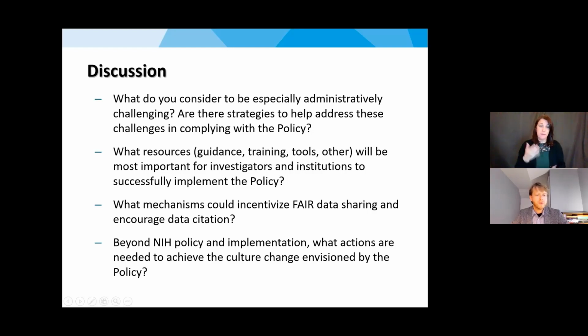Whether there are specific resources, certain types of guidance, training, or tools that you think would be really valuable or important for investigators and also institutions to successfully implement the policy. Whether there are mechanisms that could help incentivize FAIR data sharing and encourage data citation. And as I said, this is something we're very interested in. And beyond NIH policy and implementation, what other actions you think might be necessary to achieve the cultural change that's envisioned by the policy.